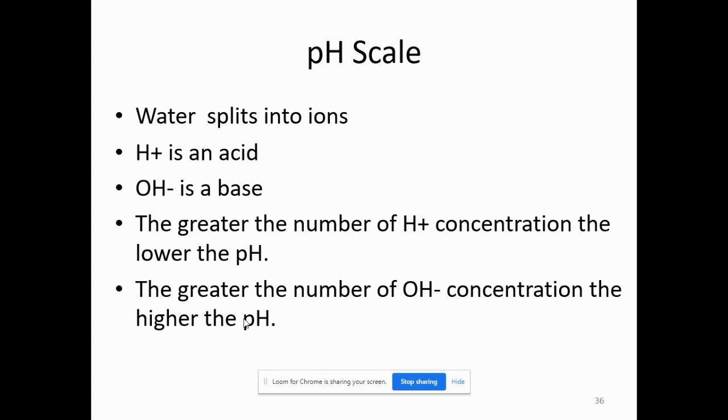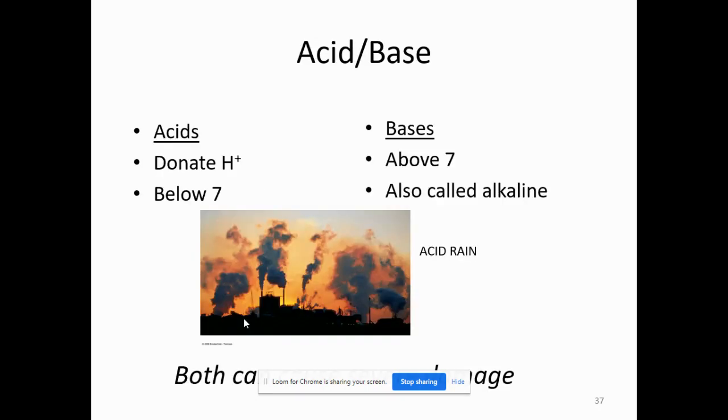The higher the pH of a solution, the higher the concentration of hydroxide ions, and thus the lower the amount of hydrogen ions you have in solution. The lower the pH, the greater the number of hydrogen ions, and the lower the number of hydroxide ions. The lower the pH of the solution, the more acidic it is. The higher the pH, the more basic it is. And we can measure that using a pH scale.